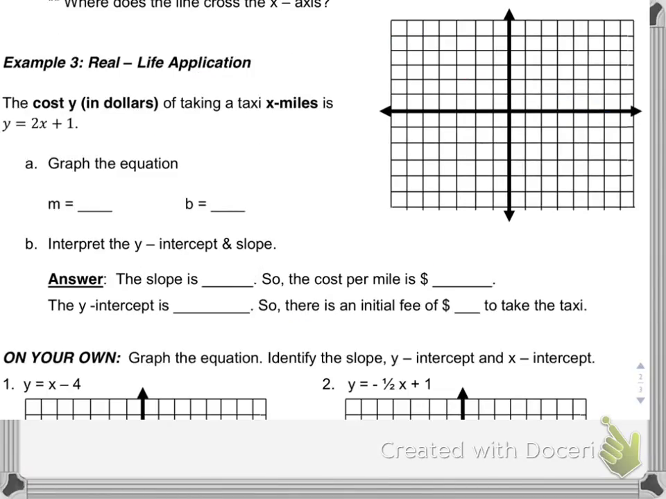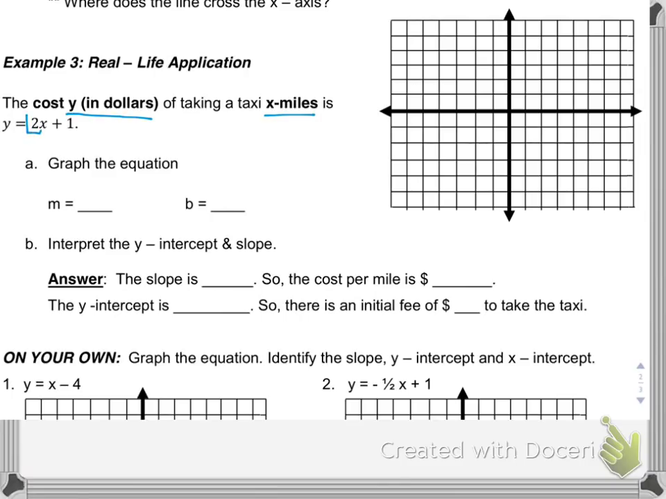So if you need to see that example 2 again, just pause the video, rewind to that, and just watch it, okay? Example 3 is more of a real life example. It says the cost y in dollars of taking a taxi x miles is y equals 2x + 1. Notice y is the amount of money, x is the number of miles. It says graph the equation.